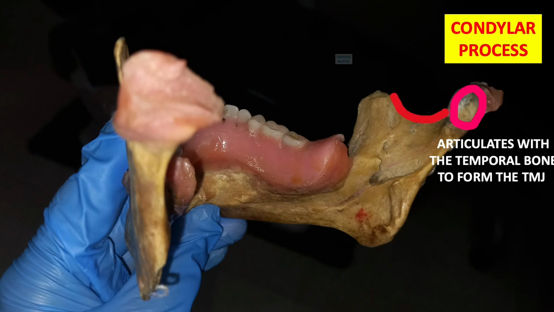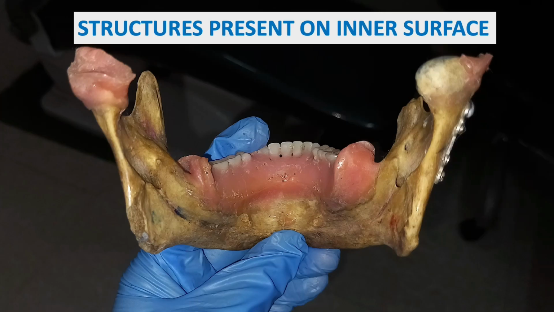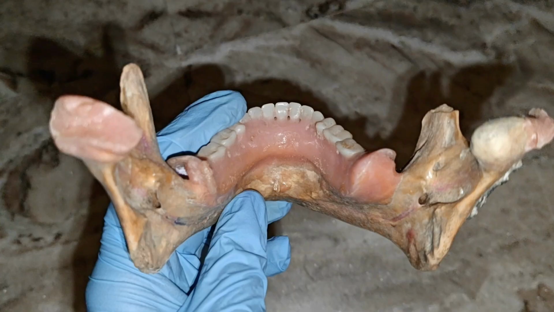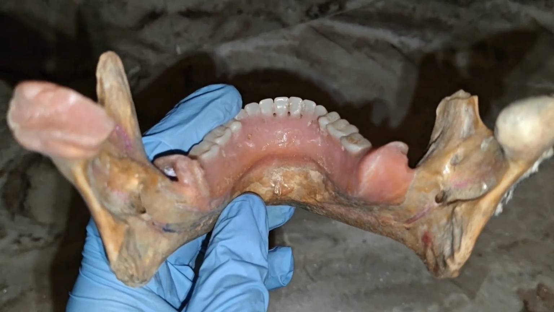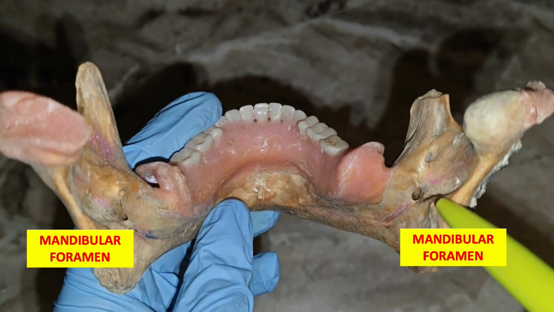This U-shaped concavity on the superior border of the mandibular ramus is the sigmoid notch, and it separates the condyle from the coronoid process. Now, structures present on the inner surface of the mandible. On the internal surface, we have a mandibular foramen, and the mandibular foramen is present on both halves of the mandible.